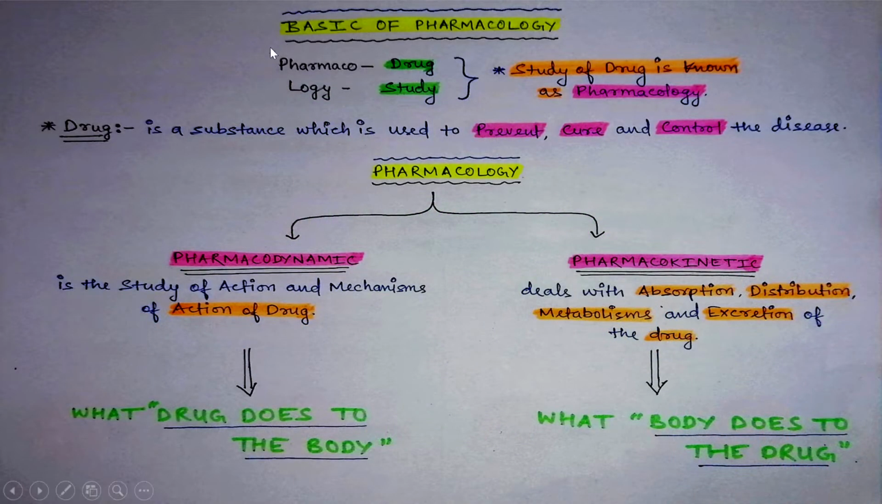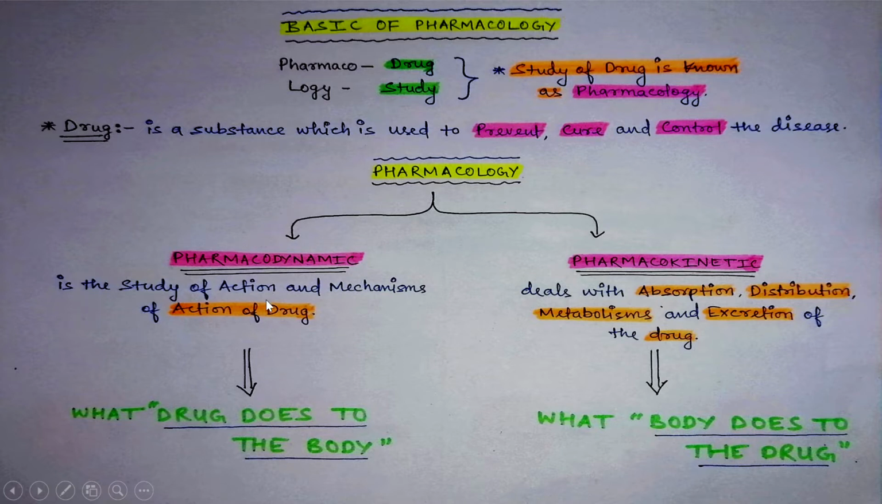Basic of pharmacology. Pharmaco means drug, logy means study. Study of drug is known as pharmacology. Now see what is drug. Drug is a substance which is used to prevent, cure and control the disease. Now let us see what are the types of pharmacology. Pharmacology are of two types, pharmacodynamic and pharmacokinetic.